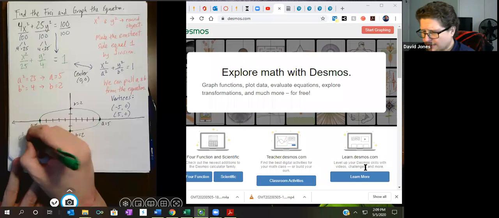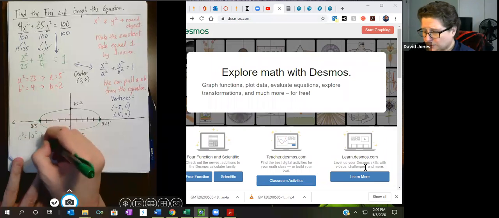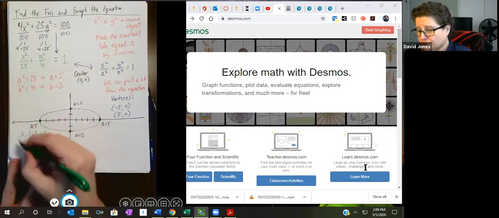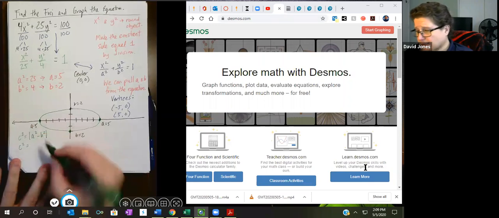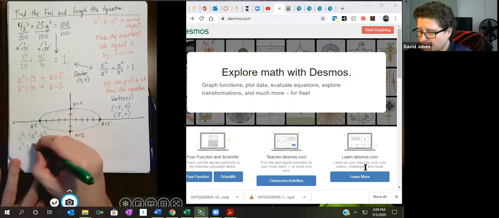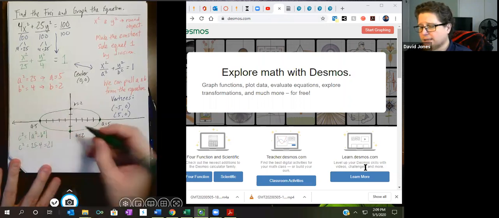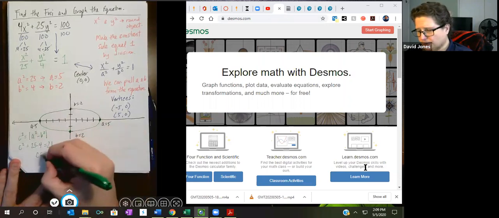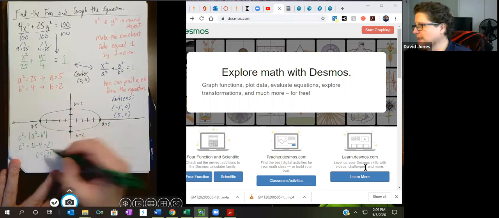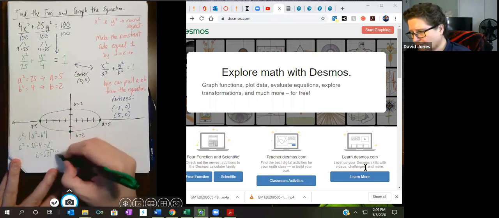c squared is the absolute value of a squared minus b squared, which is, since a squared is bigger than b squared, I don't need the absolute values anymore, 25 minus 4 is 21. We take the square root. c is the square root of 21, and that's approximately 4.6.